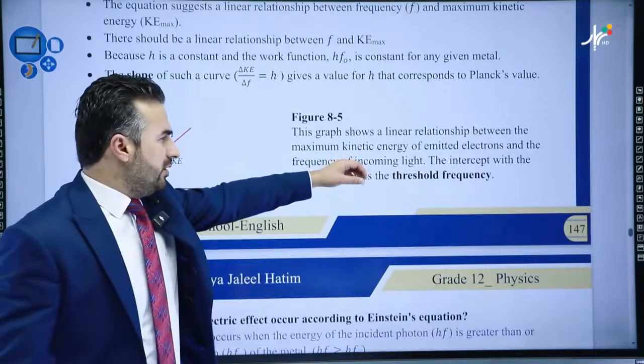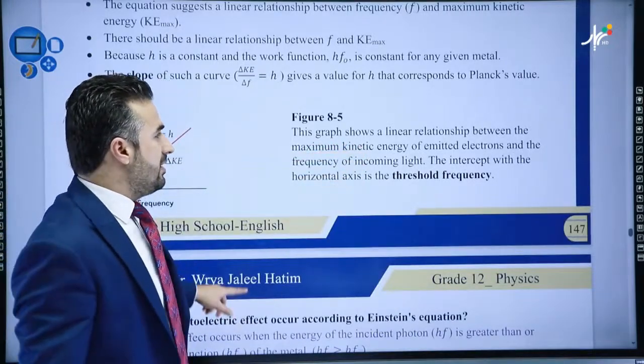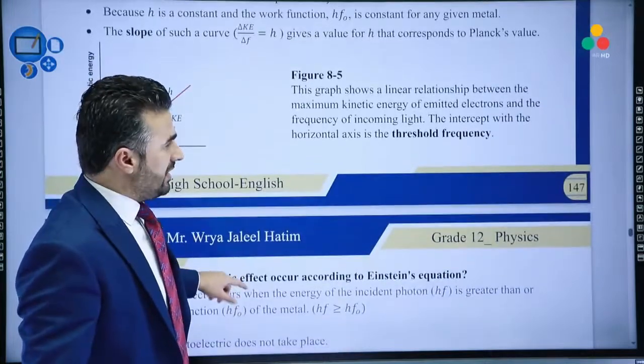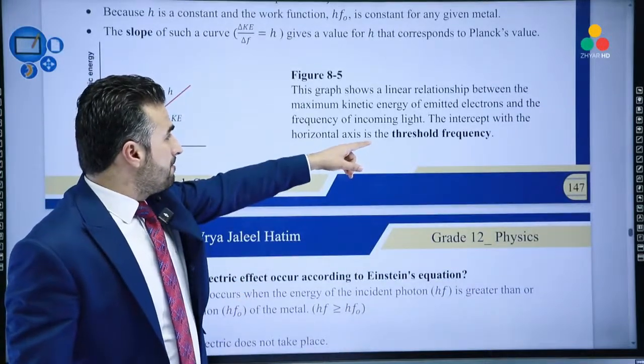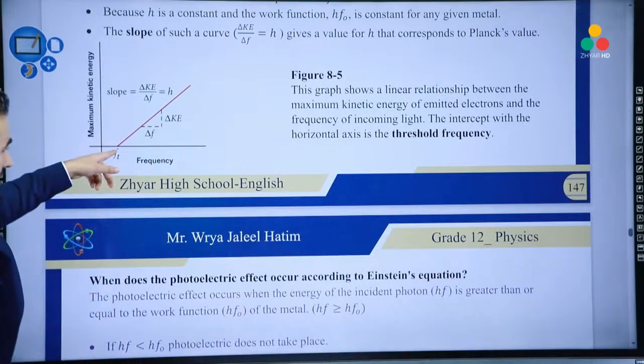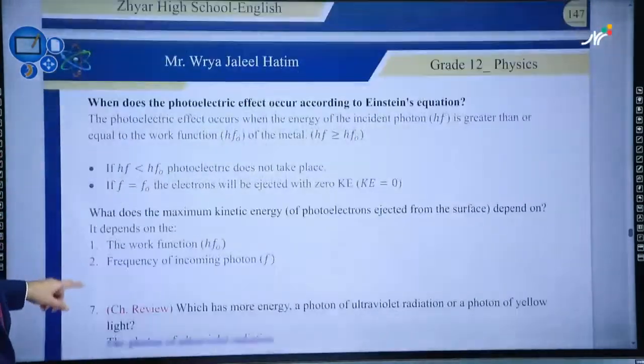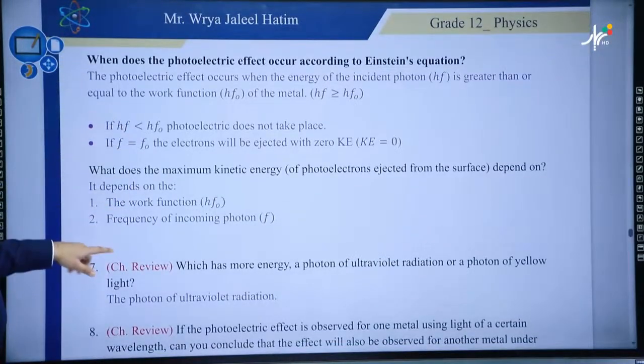So this graph shows a linear relationship between the maximum kinetic energy of the emitted electrons and the frequency of the incoming light. The intercept with the horizontal axis is the threshold frequency, and we're talking about this one here, the threshold frequency. Okay, now this is something also very important.